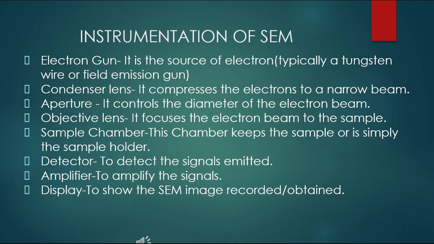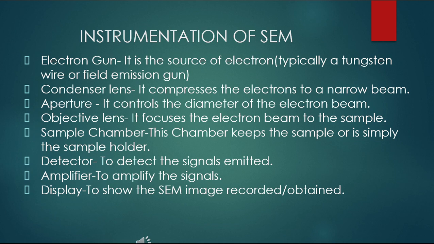Instrumentation of SEM. Number 1. Electron gun. It is a source of electrons, typically a tungsten wire or field emission gun. Number 2. Condenser lens. It compresses the electrons to a narrow beam. Number 3. Aperture. It controls the diameter of the electron beam. Number 4. Objective lens. It focuses the electron beam onto the sample.